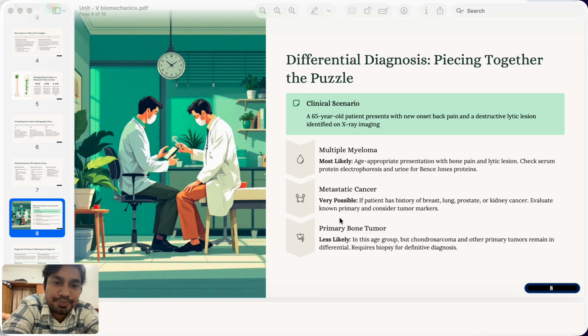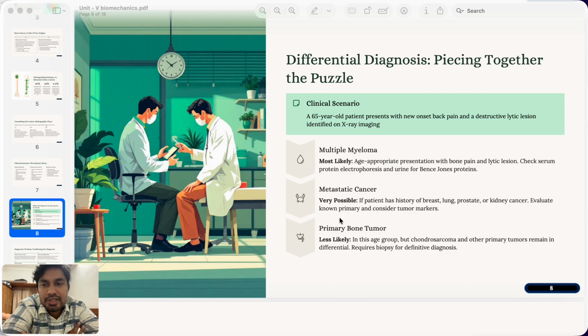And a primary bone tumor is much less likely, very rare in this age group, but chondrosarcoma and other primary tumors remain in the differential, which requires a biopsy for definitive diagnosis. This biopsy is one of the main factors we need to know: if any part of the bone is affected, we take a biopsy from it and give it to the lab for testing, and we will come to know whether there is a tumor or not.